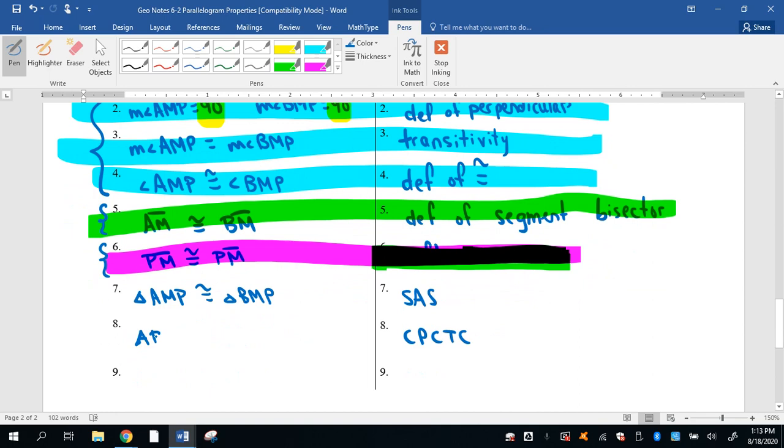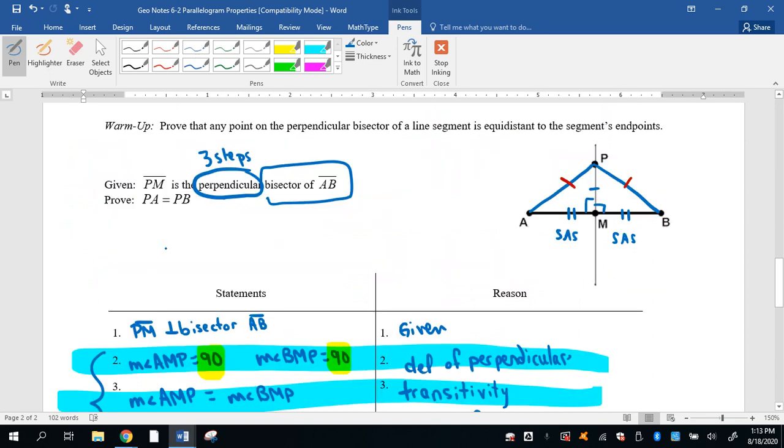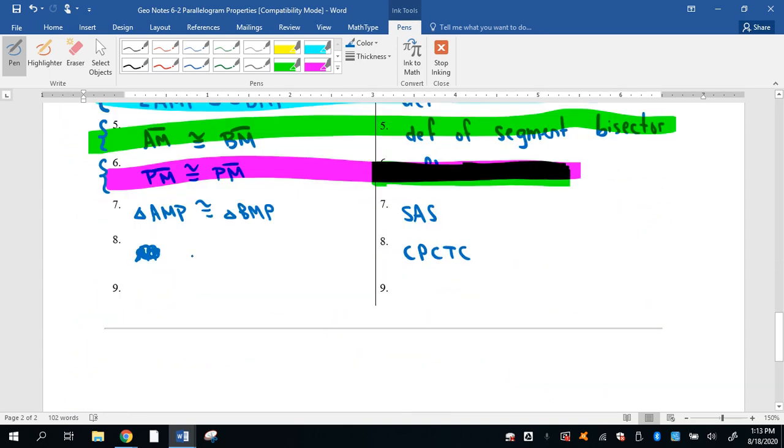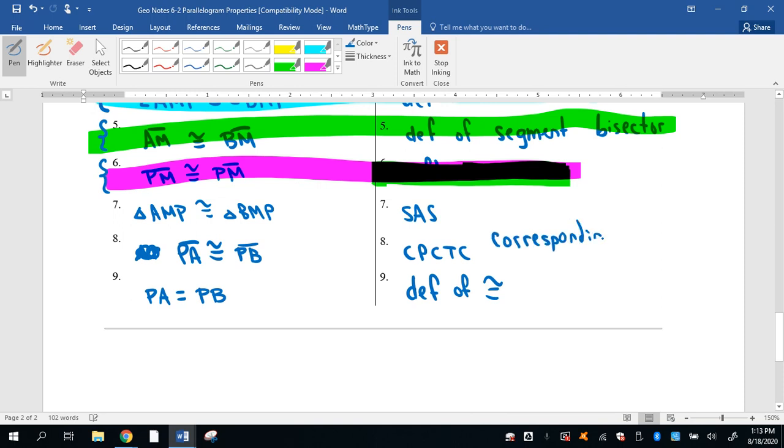I want PA first. So the order does matter if they specifically say they want PA. So segment PA is congruent to segment PB. And then by definition of congruence, the line segment lengths equal each other. Now, CPCTC, we must write it out in words: corresponding parts of congruent triangles are congruent.